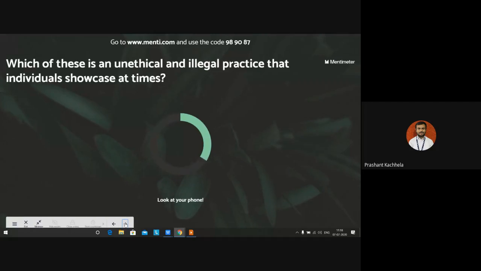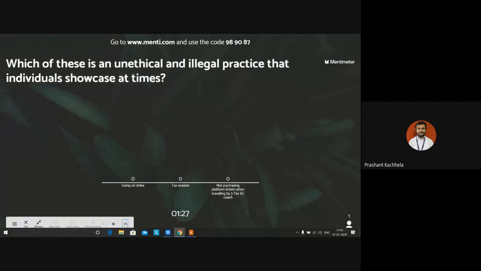So the question is, which of these is an unethical and illegal practice that individuals showcase at times? The options are also there in front of you. Going on strike, tax evasion, not purchasing platform tickets when traveling by three-tier AC coach. So these are the options. The timer already started and now we have a whole 1 minute left.